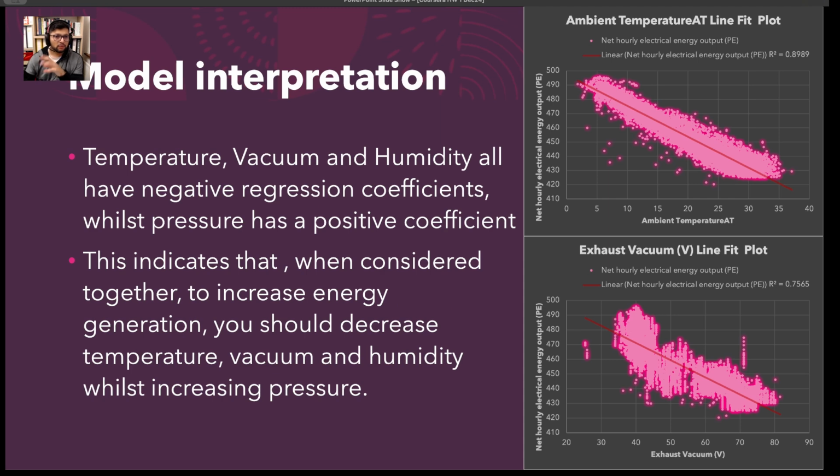Now, one thing to bear in mind is I've also done a linear plot between the target variable and the independent variables here, and they all followed the trends that you'd expect to see within the model, right? Within the coefficients that is. So temperature, vacuum, and humidity all had negative regression coefficients, whilst pressure had a positive coefficient. What that means is when considered together, to increase energy generation, you would need to decrease temperature, vacuum, and humidity whilst increasing pressure.